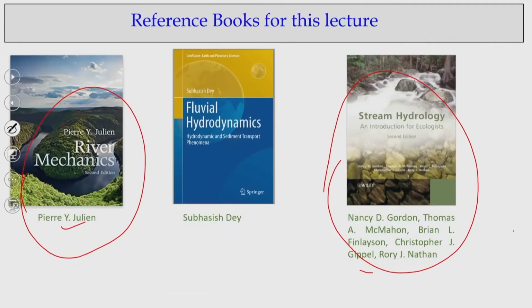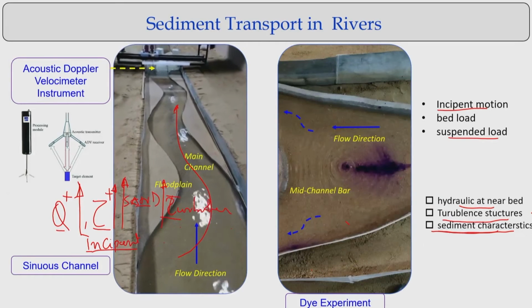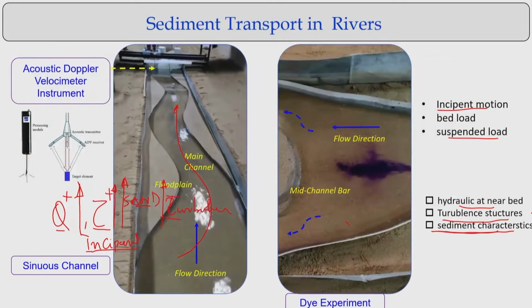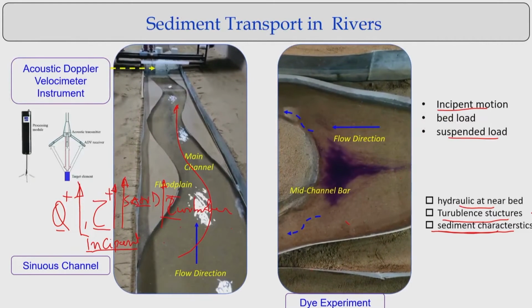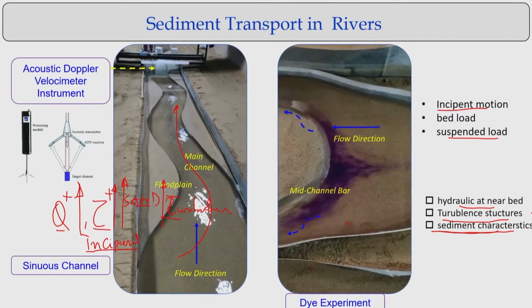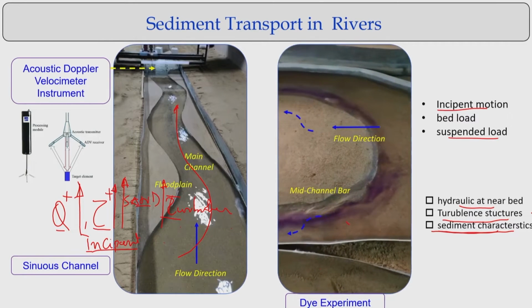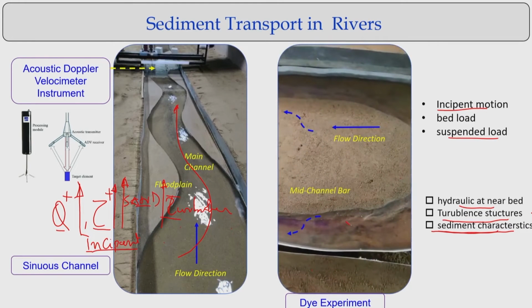Now, if you look at the next point, here the channel flow is moving, and you can see the flow moving on both sides. It shows how the flow structure and the turbulent structure change, and how they are responsible for incipient motion, bed load and suspended load. That is the phenomenon, just to visualize the flow in a scale model, which we are showing to you.